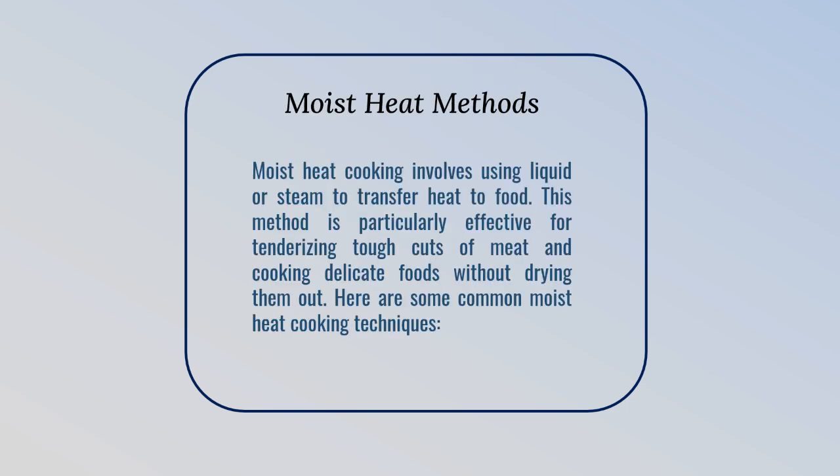Now, the moist heat method. Though I have given you the concept, what is that? Moist heat cooking involves using liquid or steam to transfer heat to food. Very clear? This method is particularly effective for tenderizing tough cuts of meat. Cooking time is more. That's why we need to adopt this cooking method for products which are tough by nature: tough joints, tough cuts of meat, tough vegetables. Okay. And it also cooks delicate foods without drying them out.